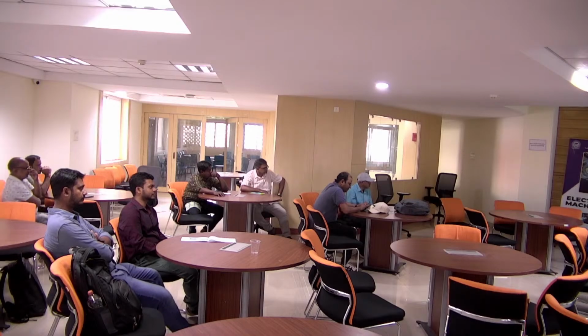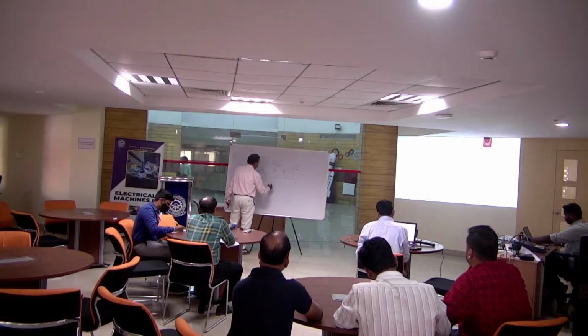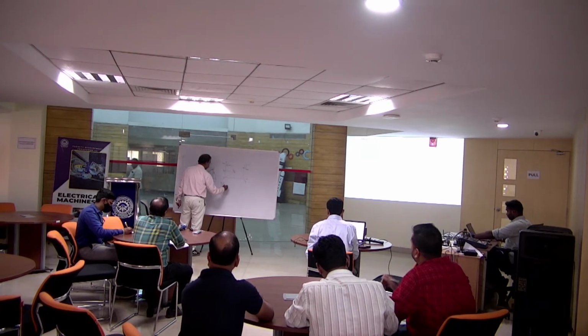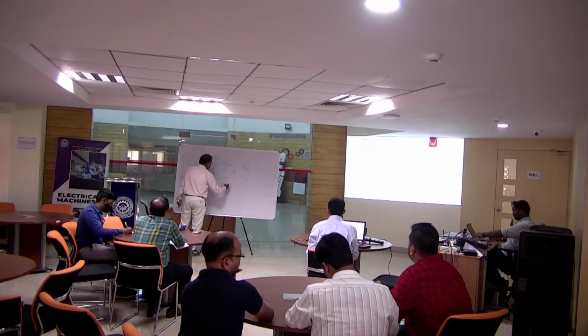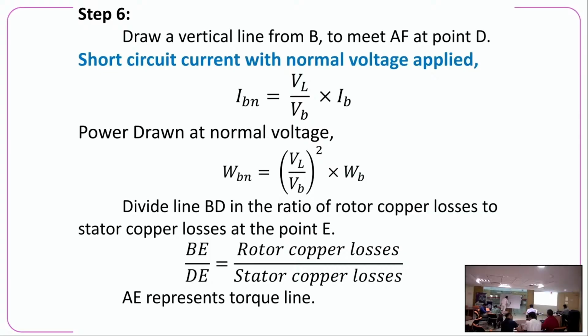E is the point where BE by DE equals I square R loss in rotor, BD divided by I square R loss in stator, DE.